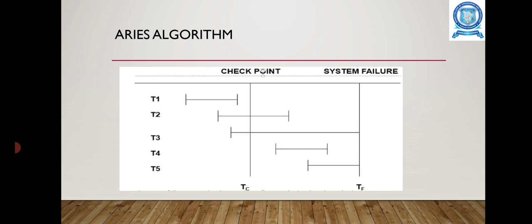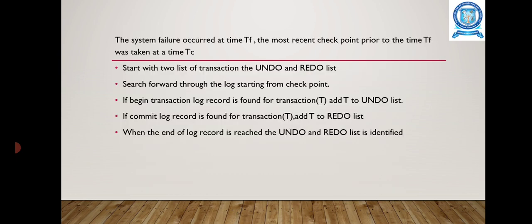Here the first one is T1, T2. There are T5 transactions. The system failure occurred at the time of TF. The most recent checkpoint prior to the time TF was taken at the time of TC. That means start with the two lists of transactions, the undo and redo lists.